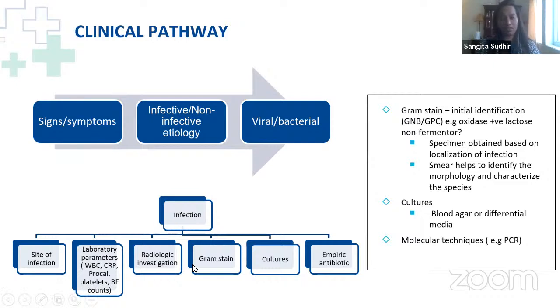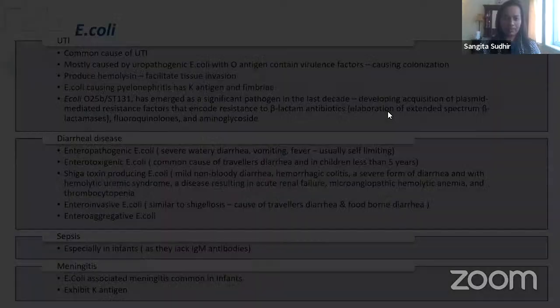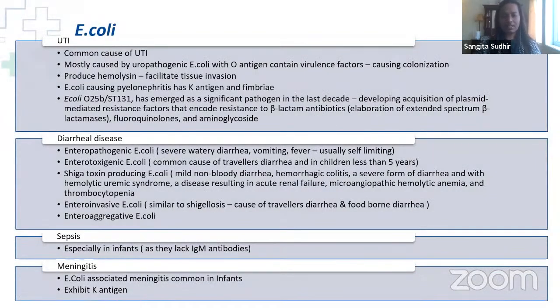Now, other radiologic investigations, like if there is any consolidation, cavitation, or infiltration, if the site of infection is the lungs, or maybe some other things like ultrasound, etc. Then gram staining, cultures. So all these factors have to be considered before ruling out that this particular organism is causing that infection, before starting an empiric antibiotic. Hope that's clear. Now let's discuss some of the common infections caused by these common organisms, like E.